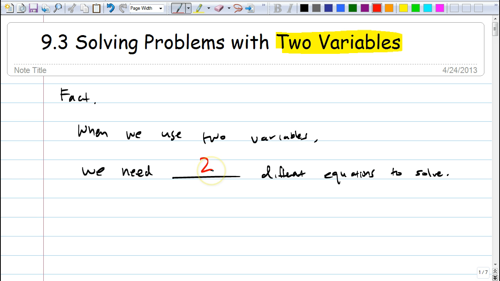What if I have three variables? How many equations would you need? Three. If I have four variables, then you would need four. If I had 10, you need 10, and so on. Does that make sense? That's how you solve linear equations, right? If you have two variables, then you need two different equations. Since we'll be using two variables today, guess how many equations we're going to have? Two. Does that make sense?